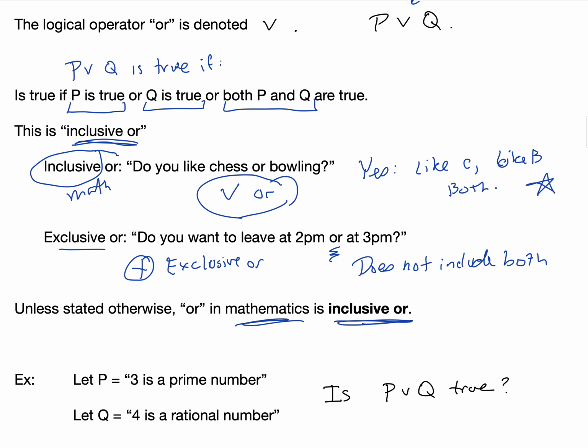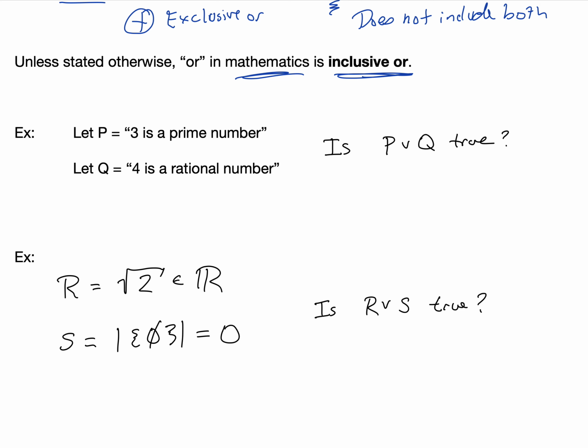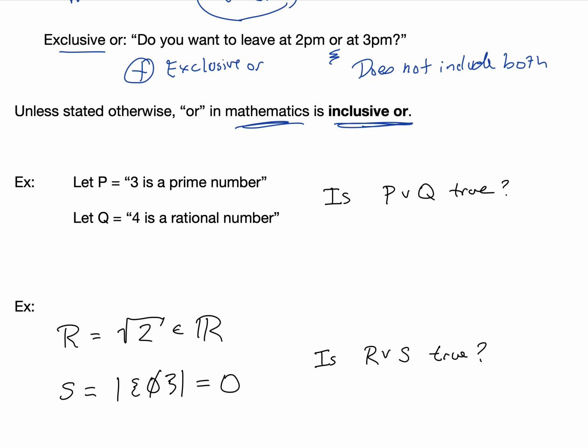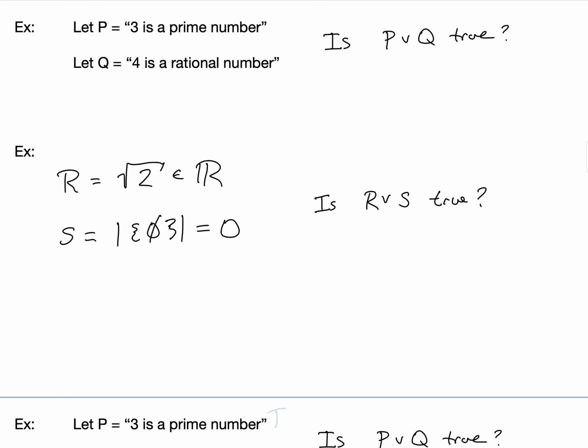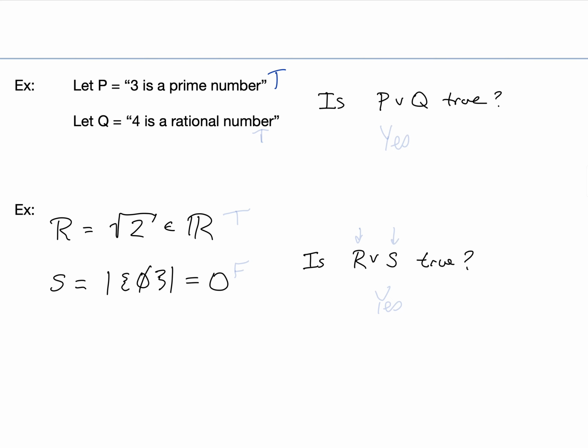So here are a couple examples again. Let's use the same ones from above. P is 3 is a prime number. Q is 4 is a rational number. Is P or Q true? Then we've got our R and our S. Is R or S true? Think about those just for a moment. As we noted above, 3 is a prime number. Yes, that is a true statement. 4 is a rational number. Yes, 4 can be denoted as an integer divided by an integer. So is P or Q true? Yes, both are true. So the entire statement P or Q is true.